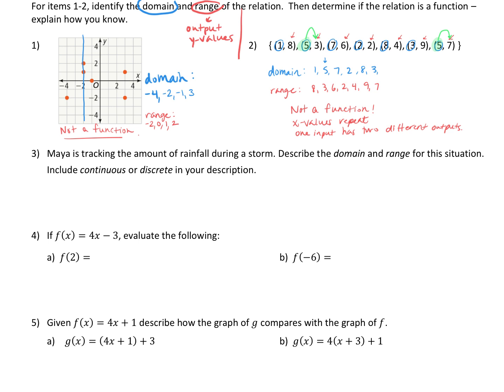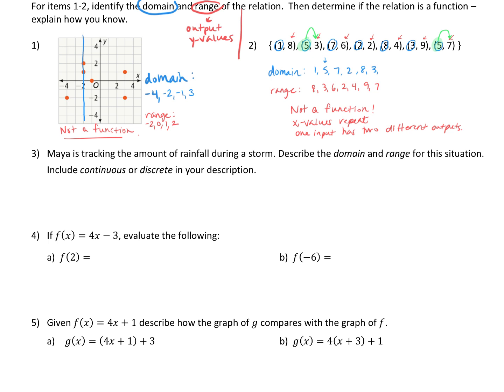Maya is tracking the amount of rainfall during the storm. Describe the domain and range for this situation. Include continuous or discrete in your description. All right, so for these real life examples, when we have to determine a domain and range, the way that I like to think about it is, domain is your input, it's your x values. Range is your output, it's your y values.